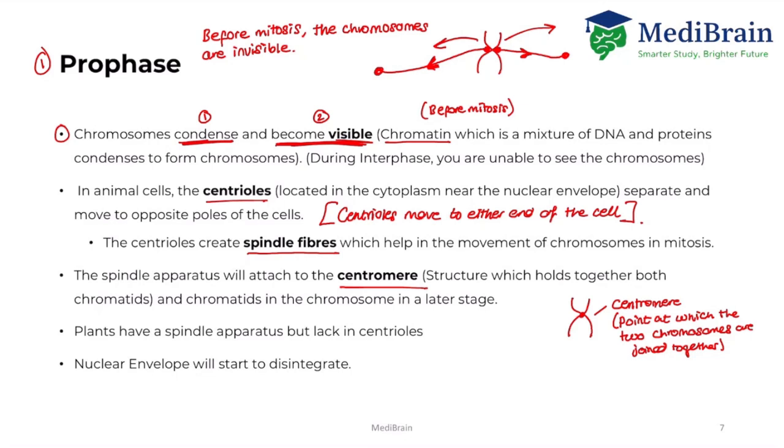This is some extra information. Plants have spindle apparatus but lack centrioles. And another key important thing is that the nuclear envelope will start to disintegrate at the end of prophase.